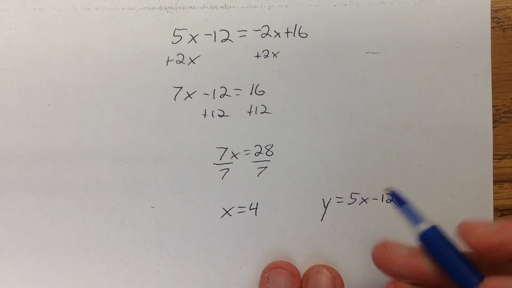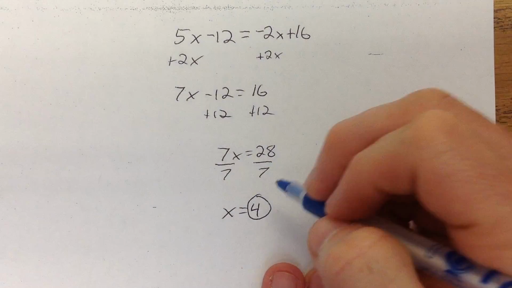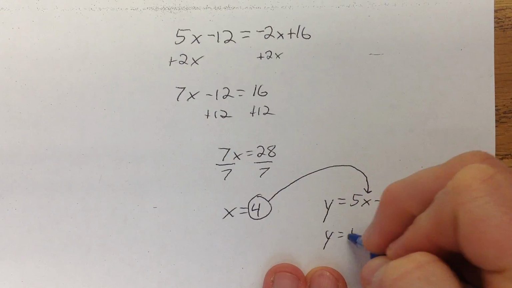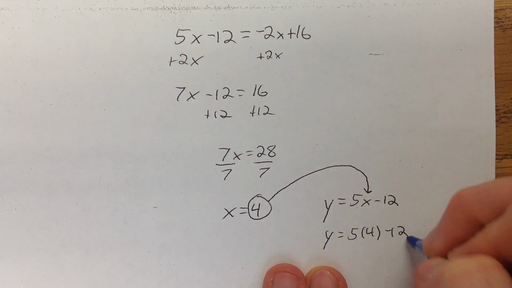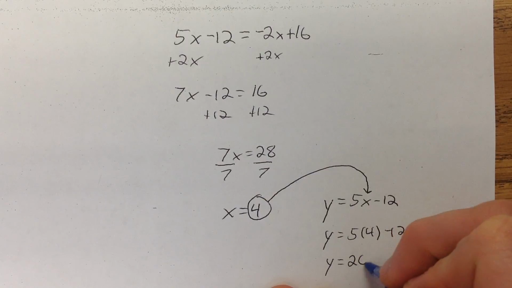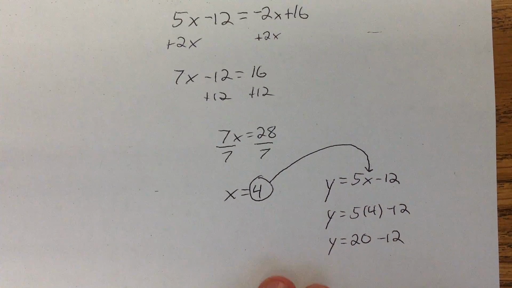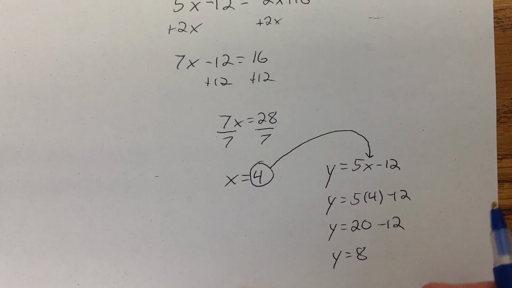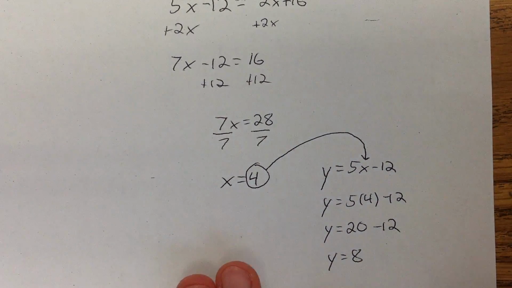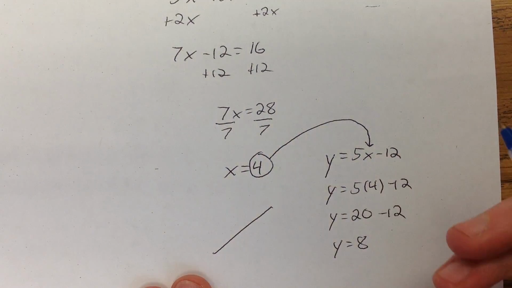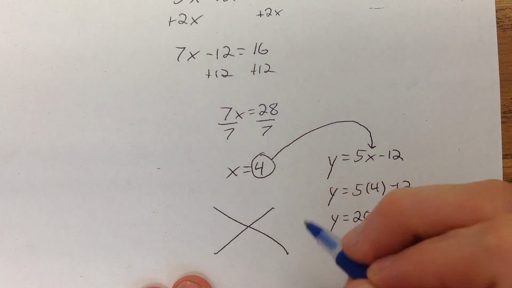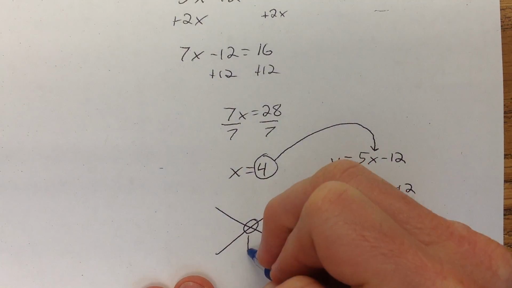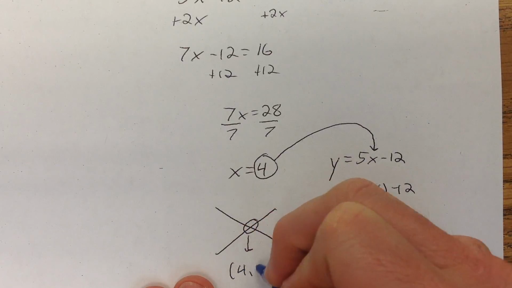All right, I'm going to take this 4 and I'm going to substitute it in for x. So I get y equals 5 times 4 minus 12. So y equals 20 minus 12. So y equals 8. Right? So again, we didn't have to draw a graph, but if we did, if we had our two lines here, what we'd see is that those lines are intersecting at the point 4, 8.